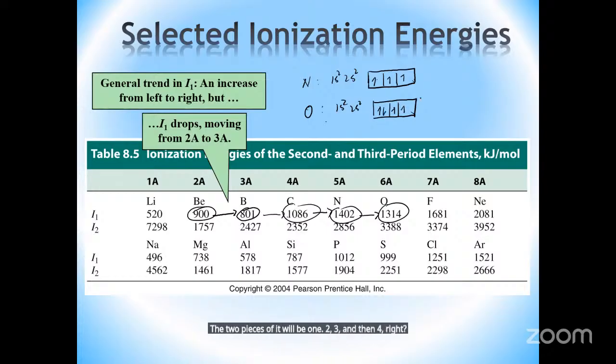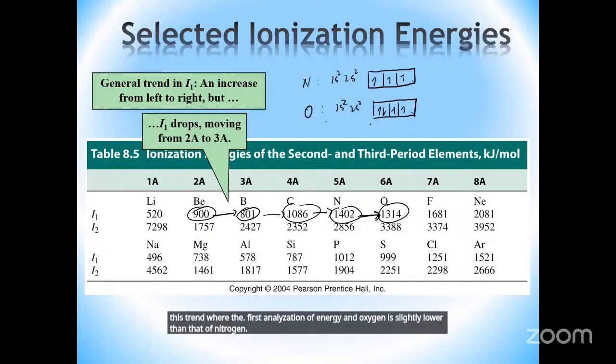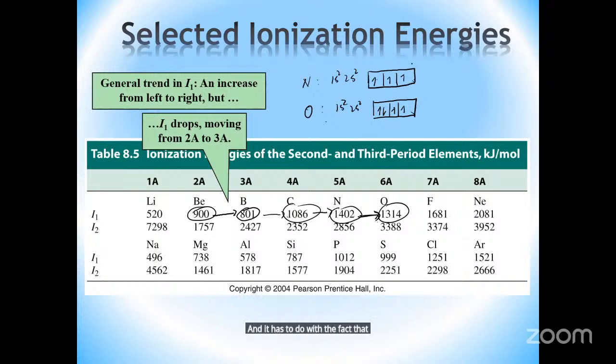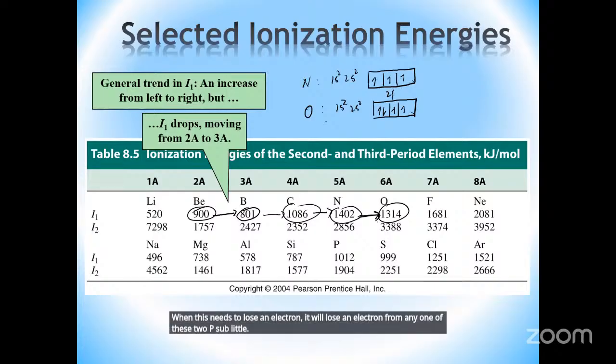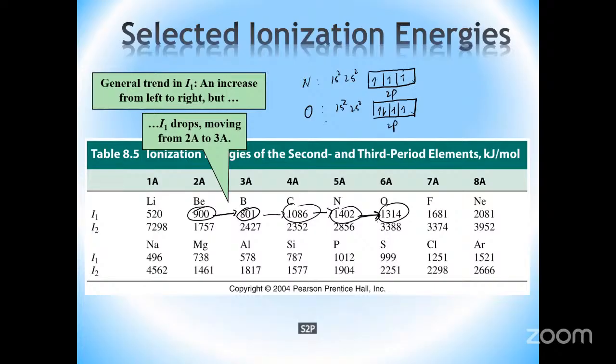Now, basically, we have to compare these two in order to explain this trend where the first ionization energy of oxygen is slightly lower than that of nitrogen. And it has to do with the fact that in the case of nitrogen, when it needs to lose an electron, it will lose an electron from any one of these 2p sublevels. This is 2p, this is 2p, right? So it will lose one of these 3 electrons, and that would require a certain amount of energy.